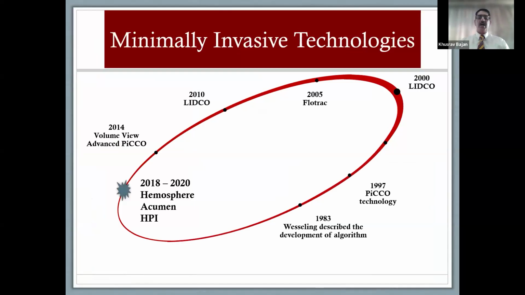Coming to the third part, which is kind of the final part, but my lecture is still about 15 minutes more, the minimally invasive technologies. And here you have the PICCO, the LiDCO, the FloTrac, and you have advanced HPI, which is the Acumen, which is the hypotension prediction index monitor. And I'll just talk about all of these in a bit.